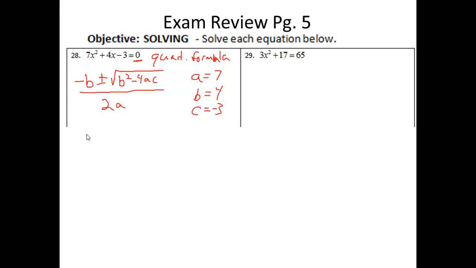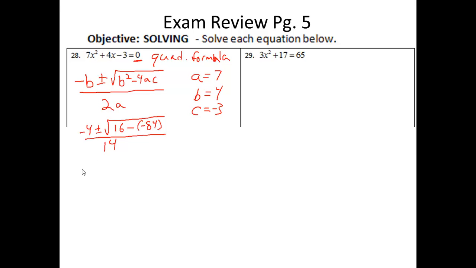All right, so a negative b would be a negative 4, and we're going to say plus or minus the square root of b squared, which is 4 squared, and that is 16, minus 4 times 7 times the negative 3. I'm going to do that in my calculator so I don't make a mistake. 4 times 7 times a negative 3 is a negative 84. So I am subtracting a negative 84, and this is all over 2 times a, which is 2 times 7, which is 14.